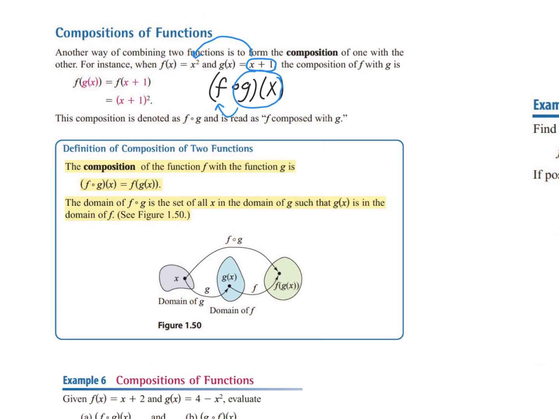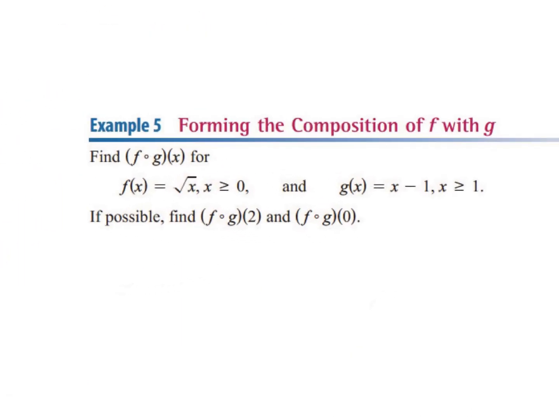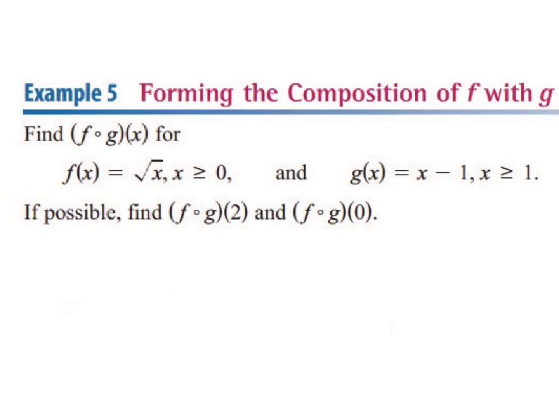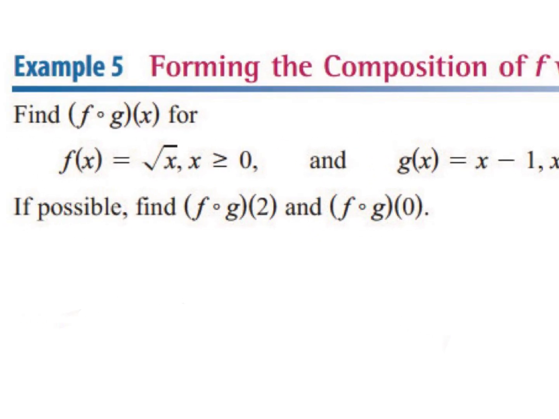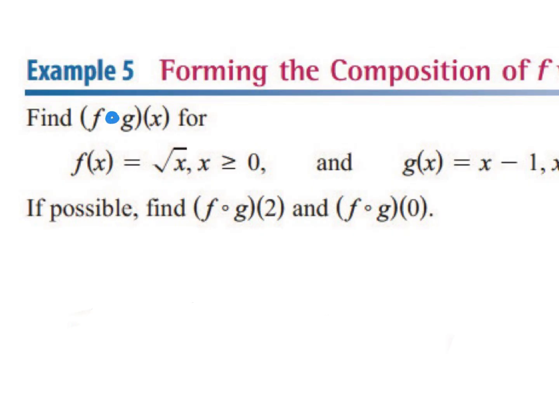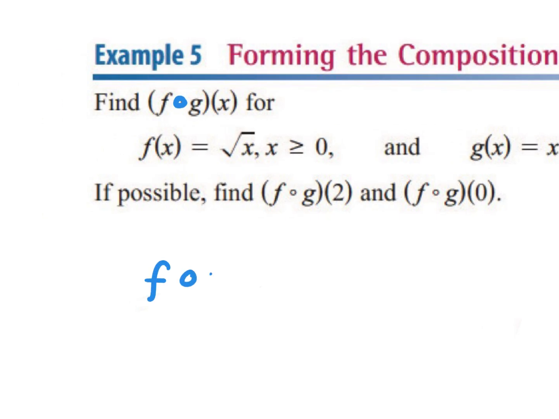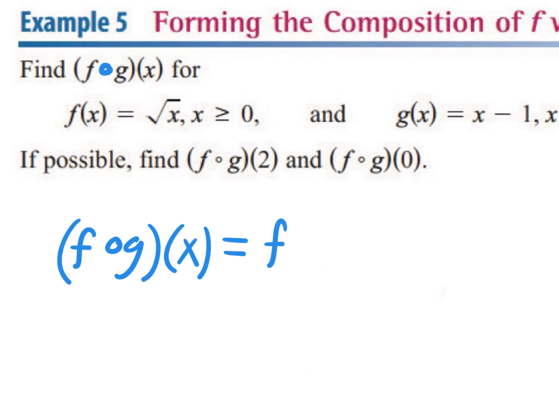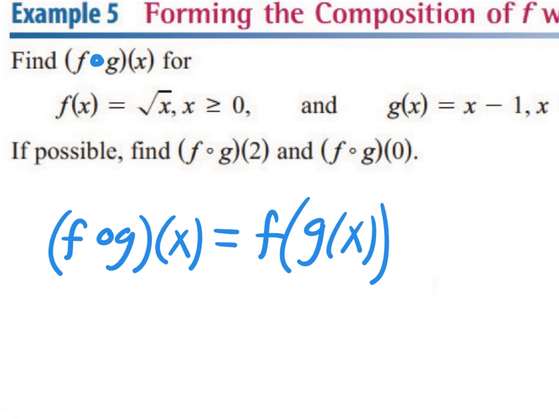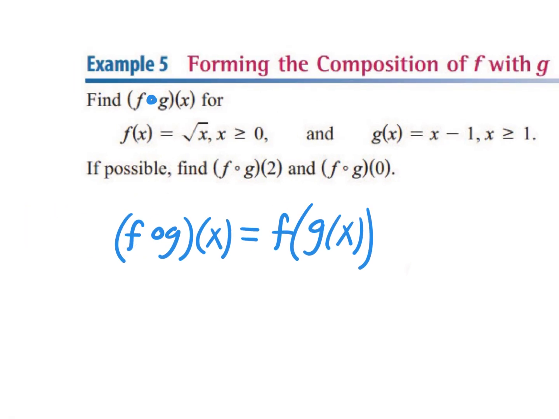All right, I'll show you what that would look like in this example. So I want to find in this example 5, f composed with g of x, right? Again, this little circle means composed. It's a composition. So another way to write f composed with g of x, if that doesn't make sense to you, you can write it as f of g of x like that on the inside. And then what you can do is take the entire function g of x, in this case x minus 1, and you're going to put that into the function f.